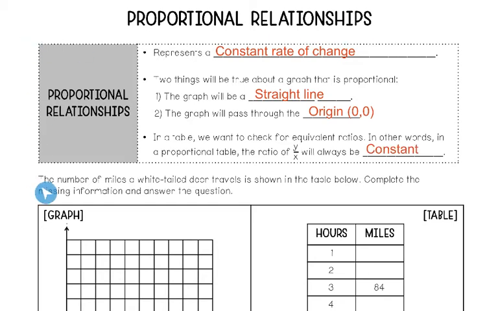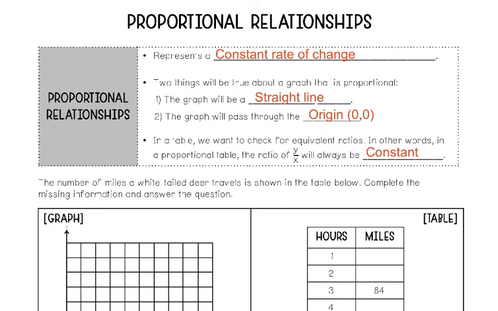So this is a really good review of everything that we need to know about proportional relationships so far. Proportional relationships represent a constant rate of change, aka your unit rate. The two things that will be true about a graph is that it has to be a straight line that passes through the origin. And in a table, we want to divide any y by the x value, and we should get the same answer every time. So we should get the same ratio.